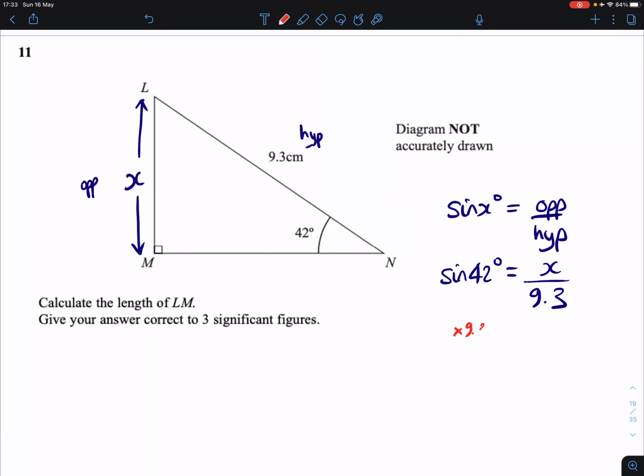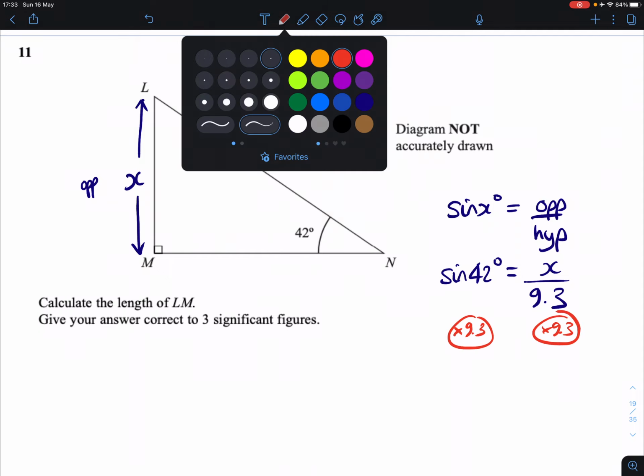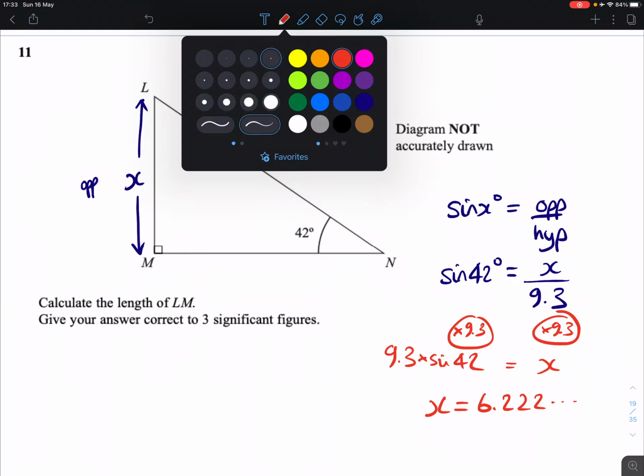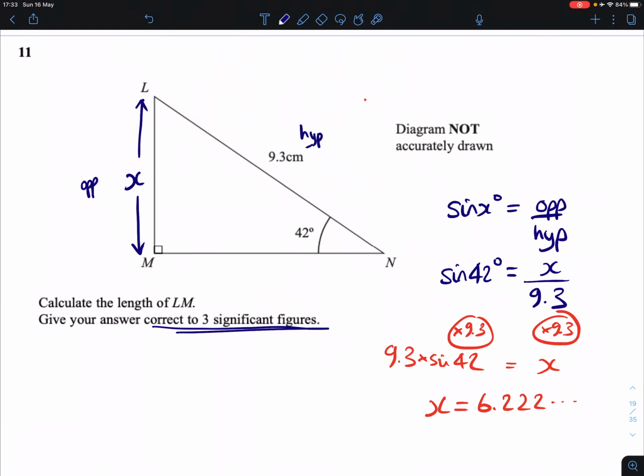I'm going to multiply both sides by 9.3, so what I'm going to type in the calculator is 9.3 times sine of 42, and our calculator will give us 6.222 and a few other digits. Correct to three significant figures means that our rounding is going to happen here. So x will equal 6.22 centimeters. Done.